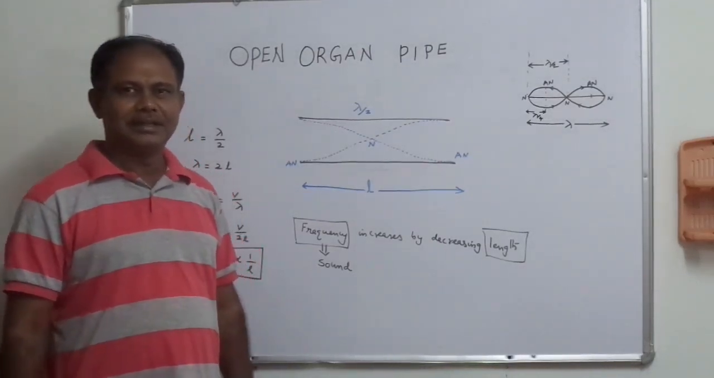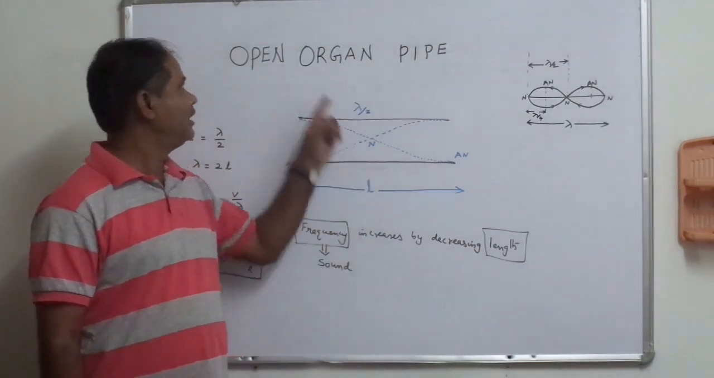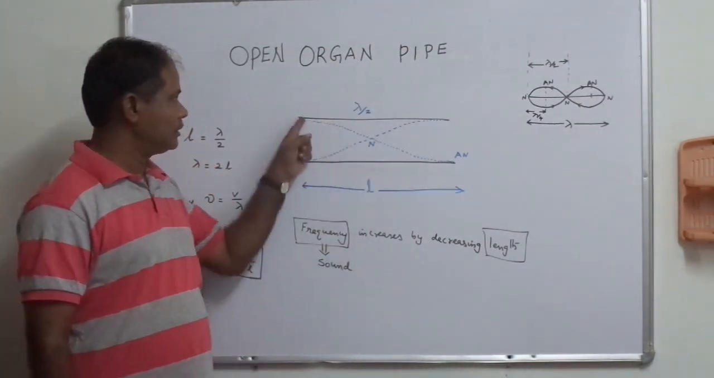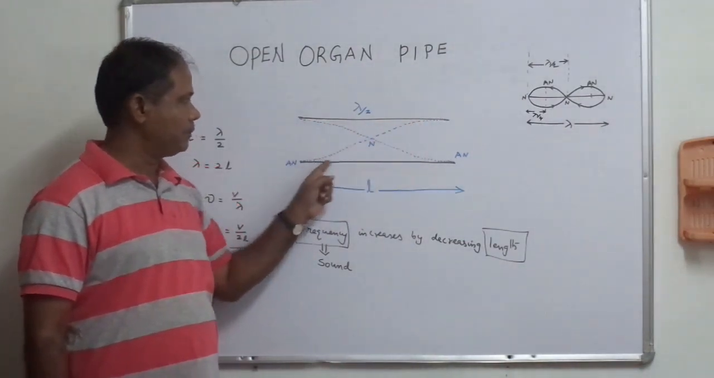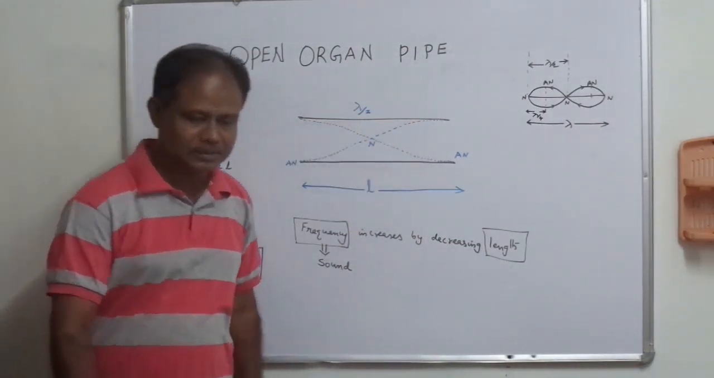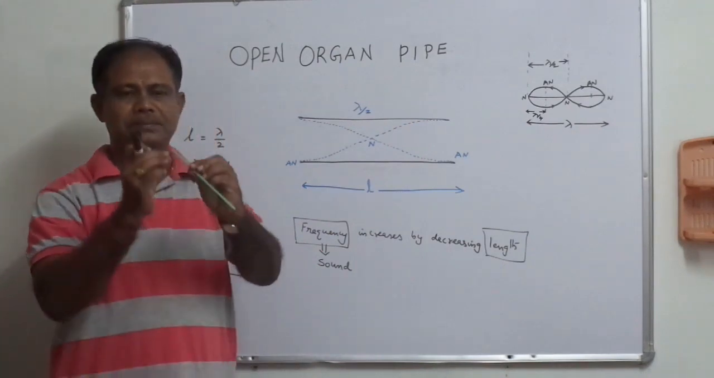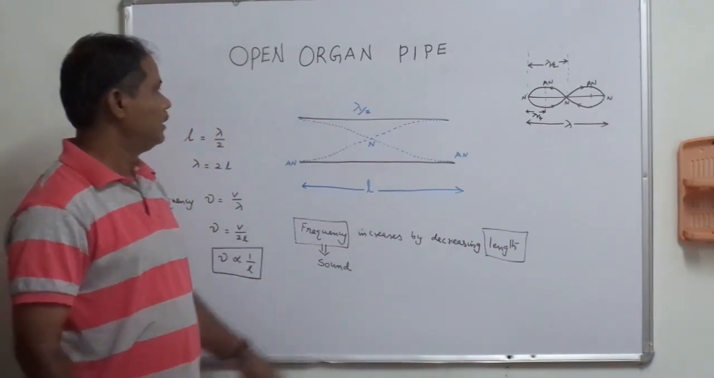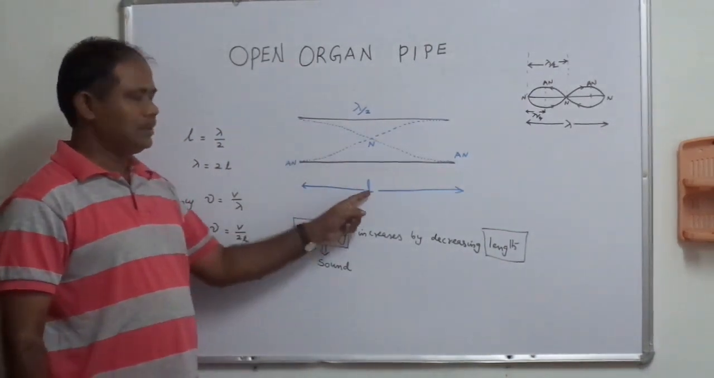Okay. Now we discuss the open organ pipe. This is an open organ pipe, just like a pipe. This is the pipe, you know. It's an open organ pipe. The length is L.